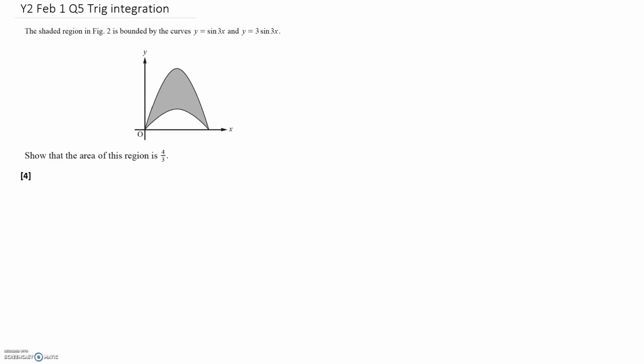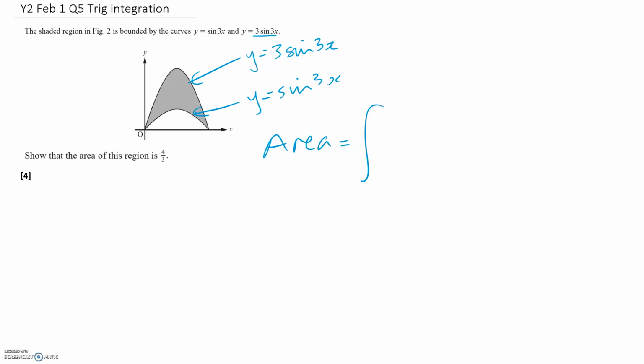Question 5, we want to find the shaded region here. So it's the area between the top graph, which is going to be this one, y equals 3 sine 3x, and this one on the bottom, which is y equals sine 3x. So the area is the integral of the top graph minus the bottom graph.